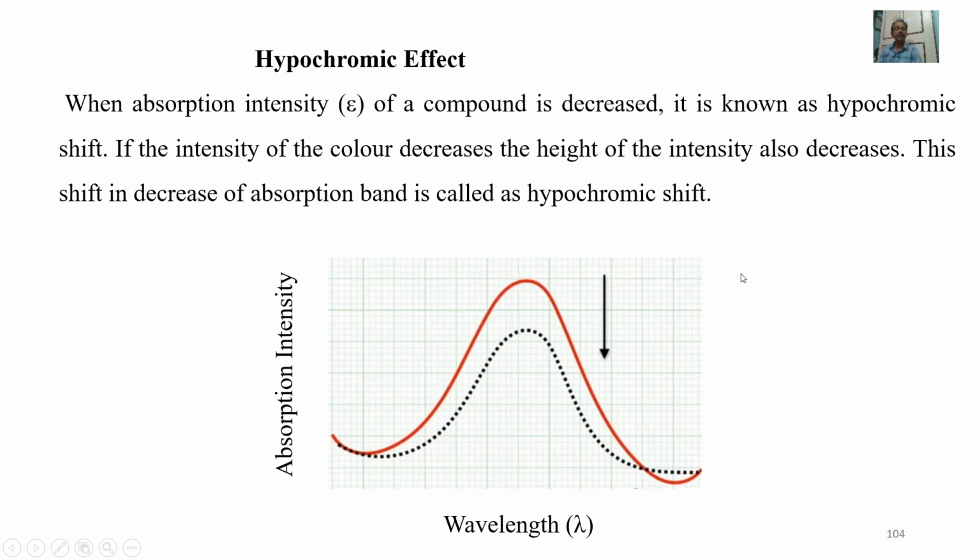And the last one is hypochromic effect. When the absorption intensity of a compound is decreased, it is known as hypochromic shift. If the intensity of the color decreases, the height of the intensity also decreases. This decrease of the absorption band is called hypochromic shift. So the decrease in absorption intensity is known as hypochromic effect.